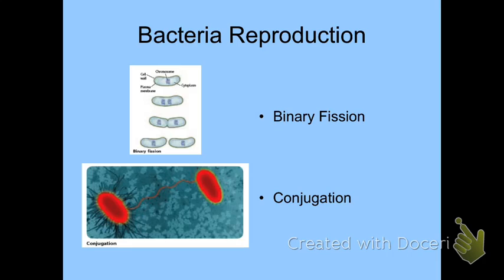Bacteria reproduction, it's basically mitosis. The process is called binary fission, and that's what you see right here. The DNA gets copied and the cell pinches inward on itself in the middle and divides. The other thing that bacteria can do, and this increases variety in bacterial cells, is this process called conjugation.